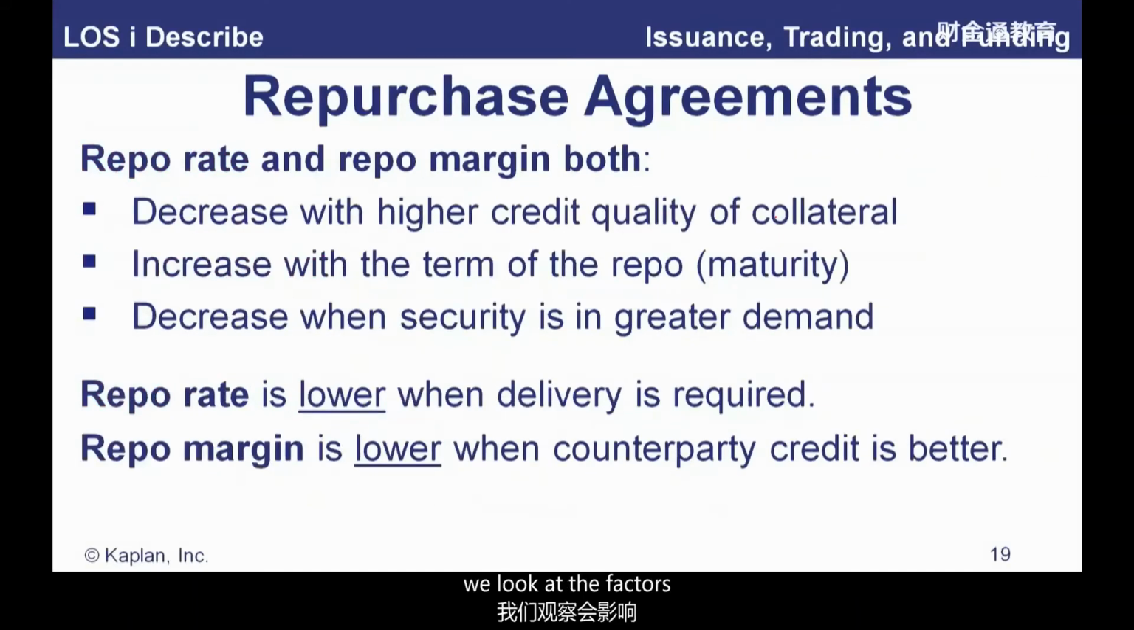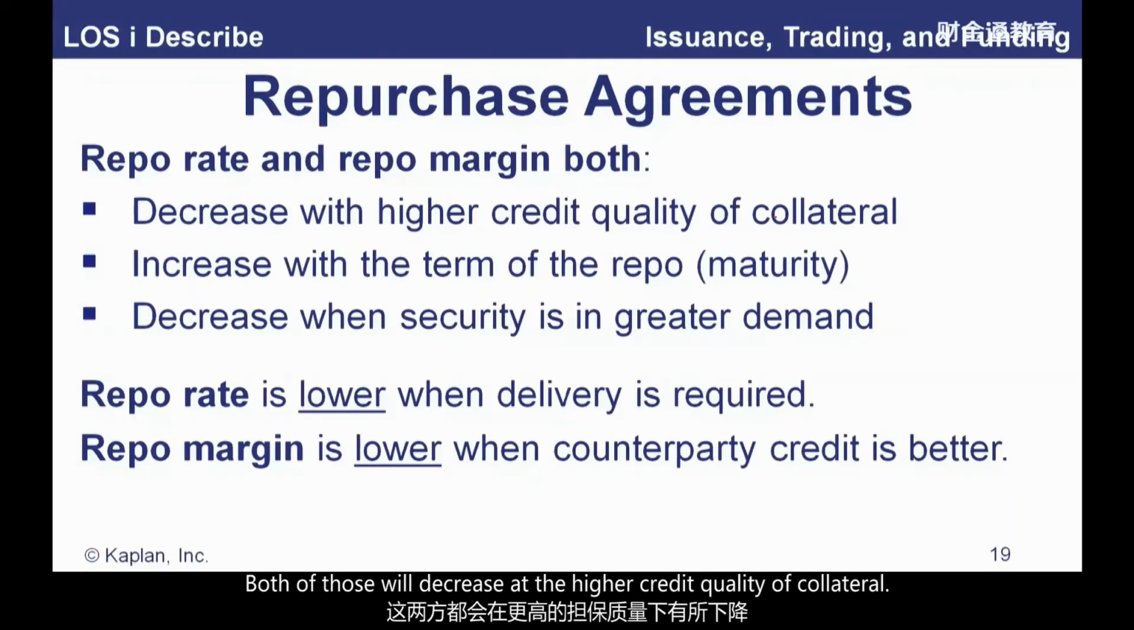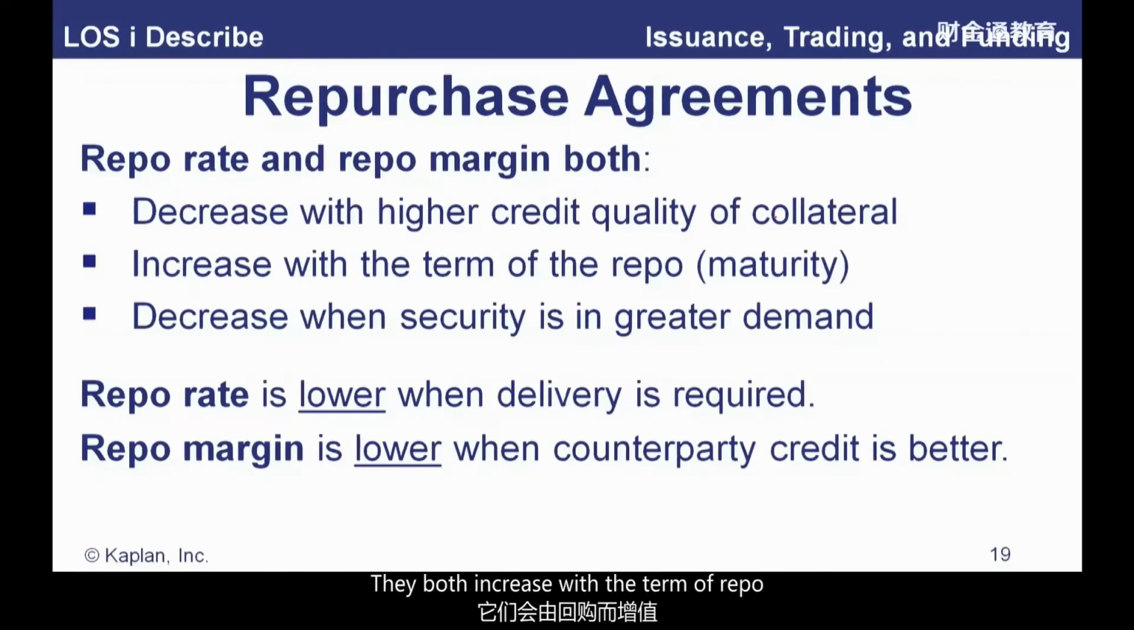Here on this last slide, we look at the factors that affect the repo rate and the repo margin. You can think of the repo rate as the interest rate on the funds being loaned, and the repo margin as the safety margin to the lender of the funds. Well, both of those will decrease with higher credit quality of the collateral. They'll both increase with the term of the repo, but they tend to decrease when the security is in greater demand. That is, the lender of the funds would like to have the security, so would accept a lower interest rate and or a lower margin of safety.